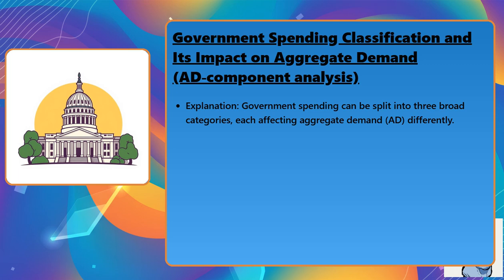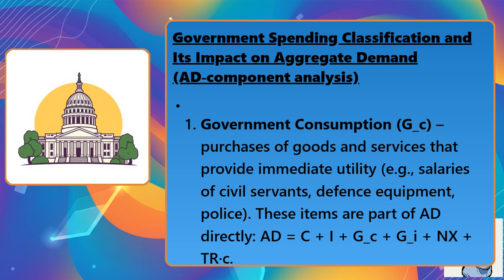Explanation: government spending can be split into 3 broad categories, each affecting aggregate demand, AD, differently. 1. Government consumption, G sub C, purchases of goods and services that provide immediate utility, for example salaries of civil servants, defense equipment, police. These items are part of aggregate demand directly. AD equals C plus I plus G sub C plus G sub I plus NX plus TR times C.